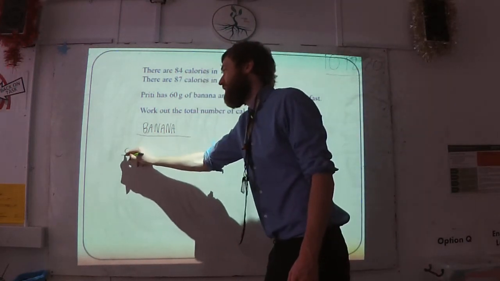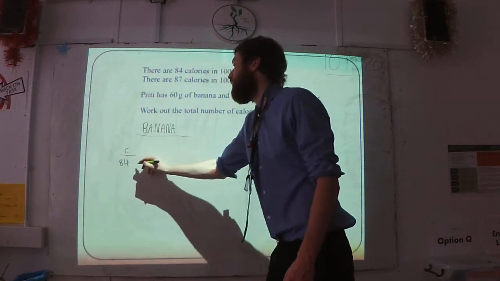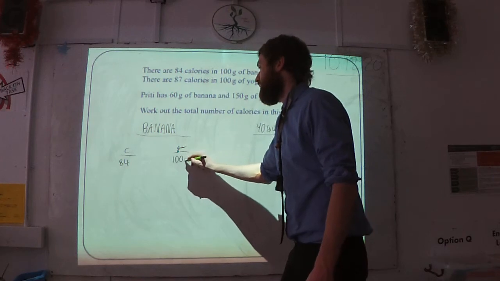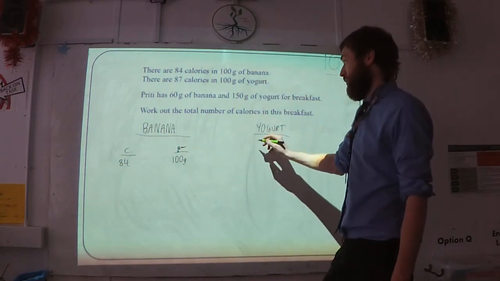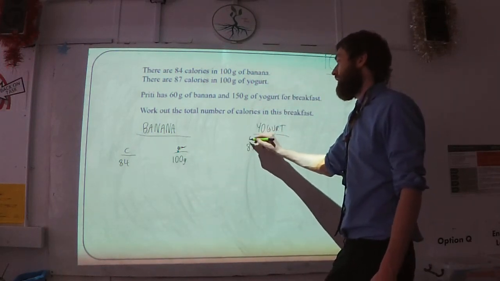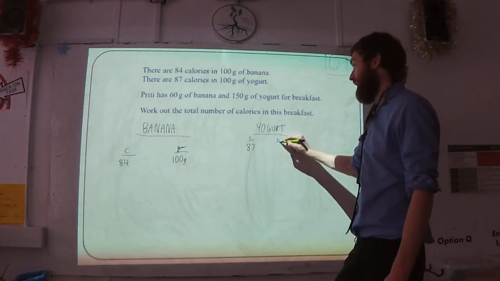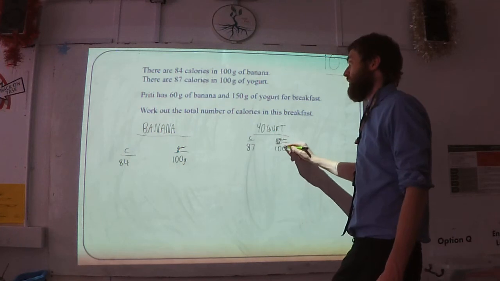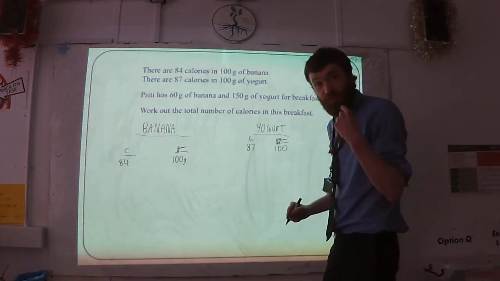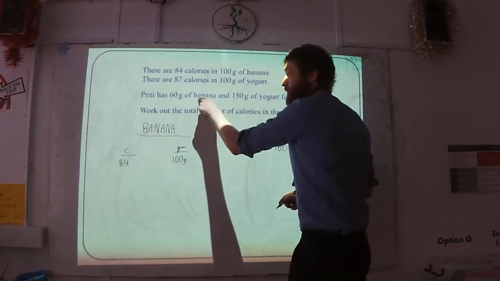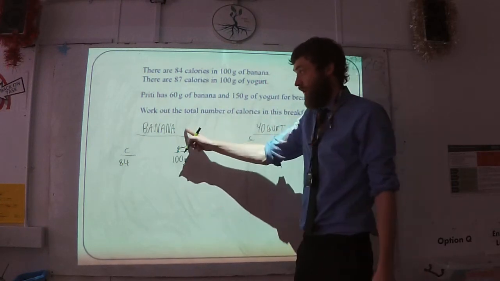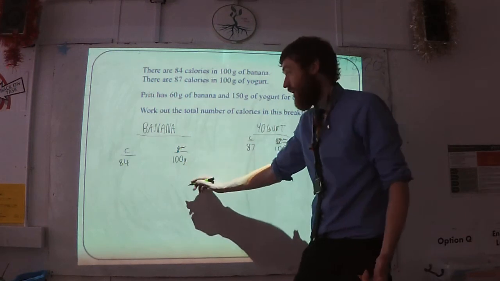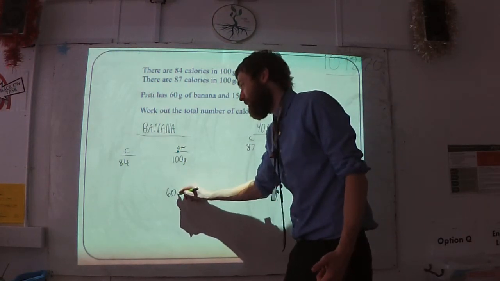Right, they have told you that there is 84 calories in 100 grams of banana. So you write calories and you'd go 84. You'd go grams, you'd go 100 grams. You also know that there's 87 calories in yogurt for every 100 grams. So you go 100 grams. Right, look at them both separately. Pretty wants 60 grams of banana. So you look at your banana. Now you've got 100 grams of banana right now, and you want 60.